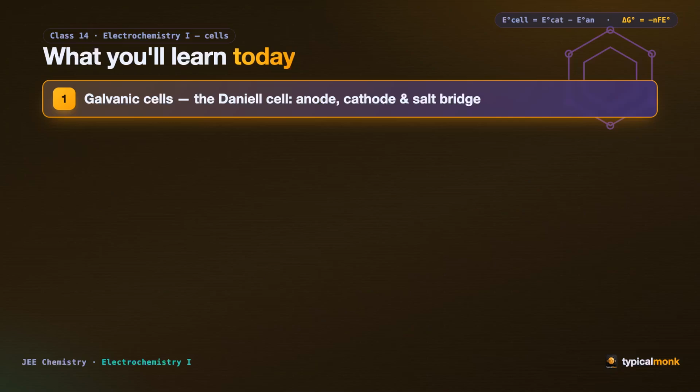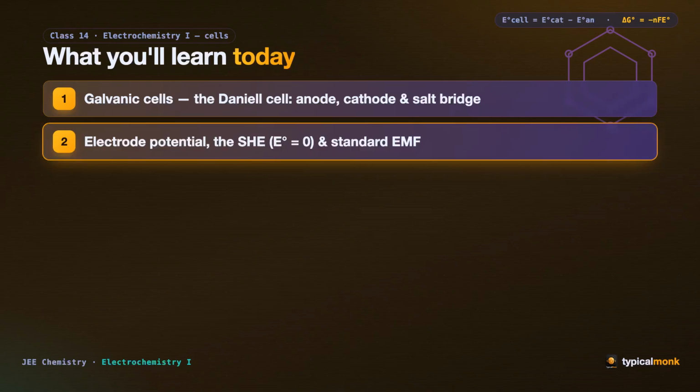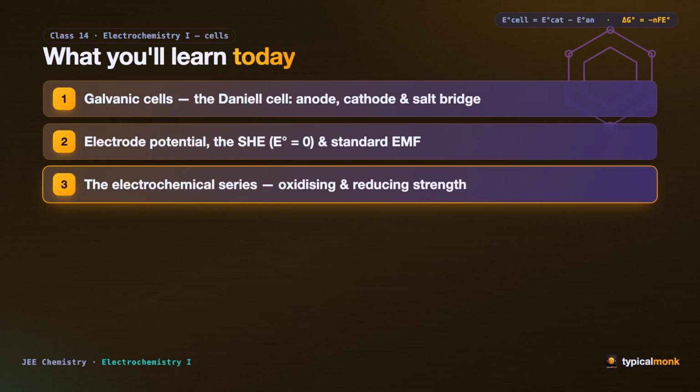Here is what you will learn today. First, galvanic cells, the Daniell cell with its anode, cathode, and salt bridge. Second, electrode potential, the standard hydrogen electrode whose potential is 0, and the standard EMF. Third, the electrochemical series, reading oxidizing and reducing strength.